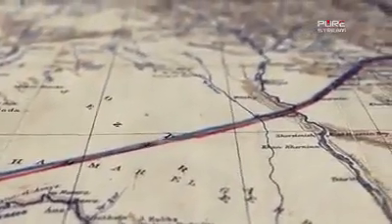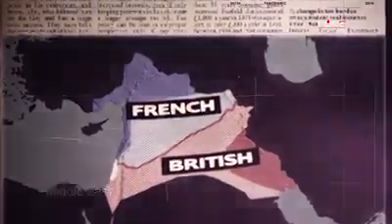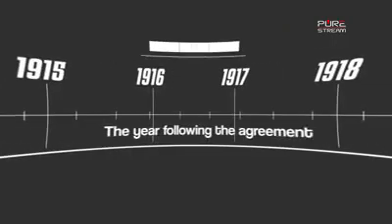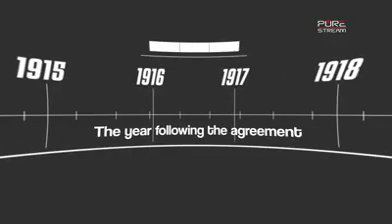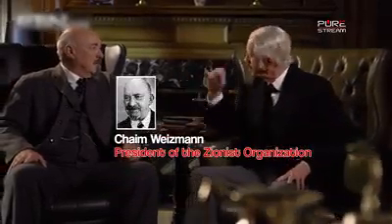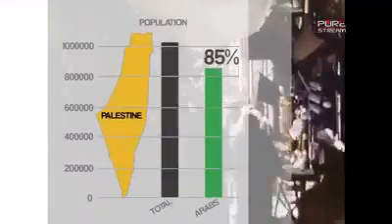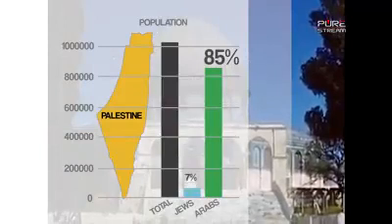This agreement anticipated the collapse, and therefore it secretly divided up the Middle East in order to design a region post-Ottoman Empire. In 1917, the year following the agreement, the Zionists had gained sufficient influence and control over the British government to get it to issue the Balfour Declaration, which promised Jews a homeland in Palestine. Even though the population of Palestine was at the time 85% Arab and only 7% Jewish.